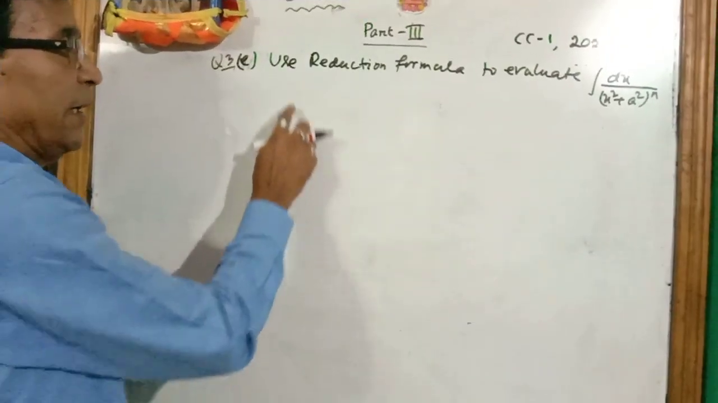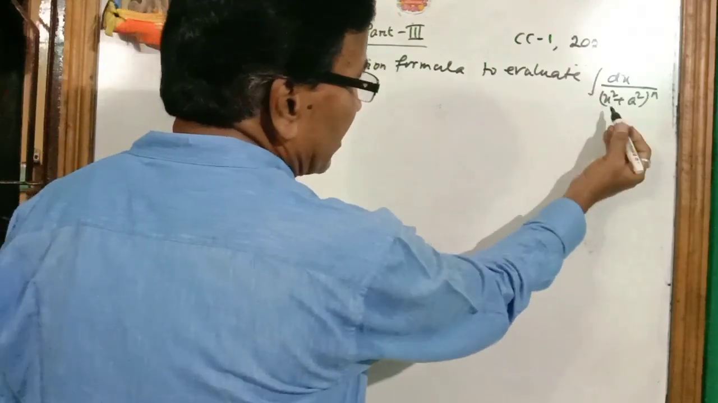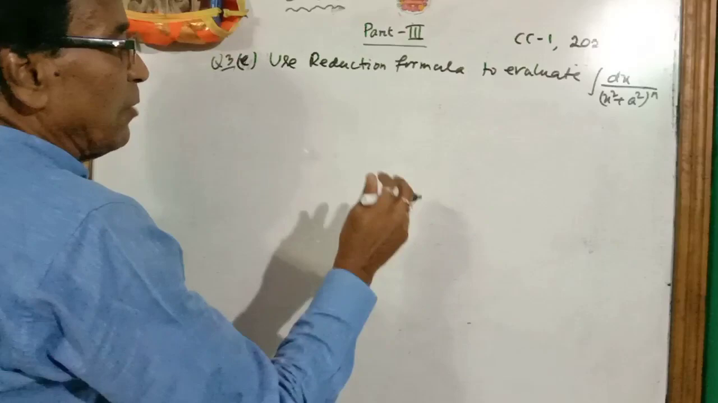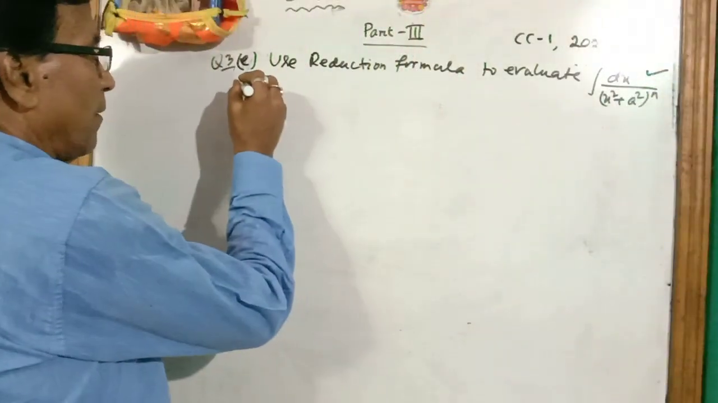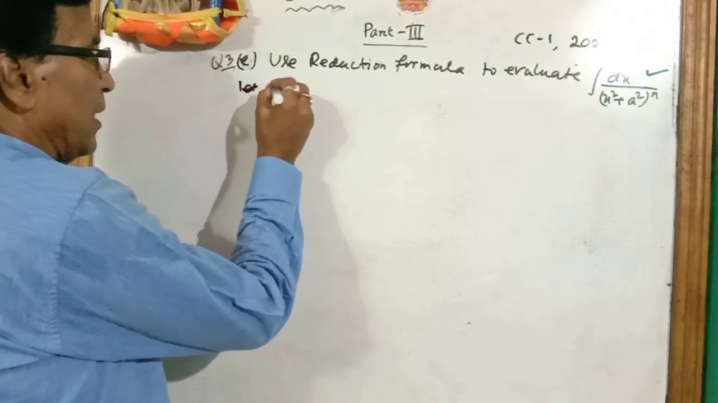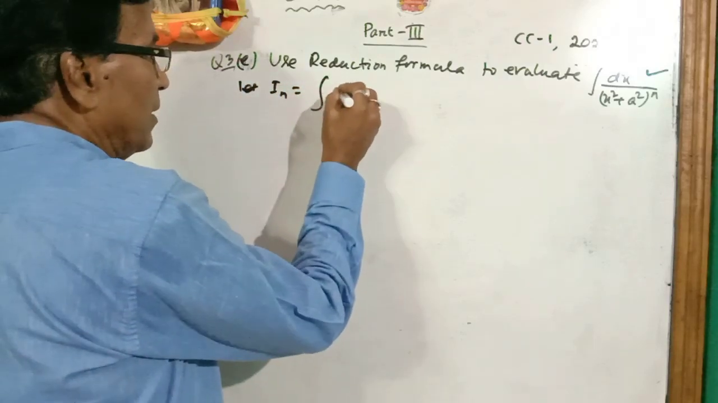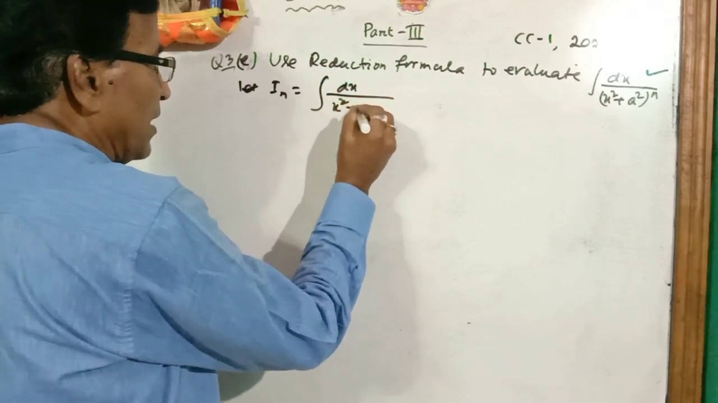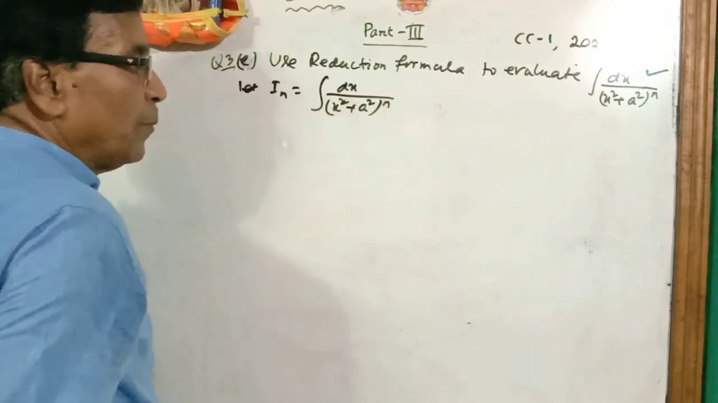Question number 3E. Use the reduction formula to evaluate the integral of dx by (x square plus a square) whole to the power n. So here we will find the reduction formula for this integral. Now let I subscript n be equal to the integral of dx divided by (x square plus a square) whole to the power n.